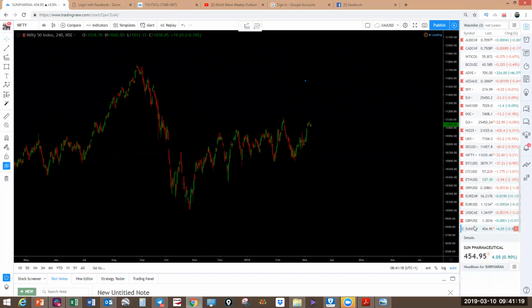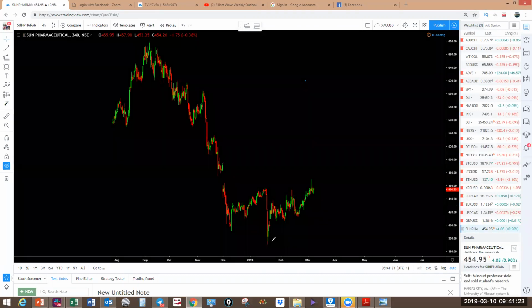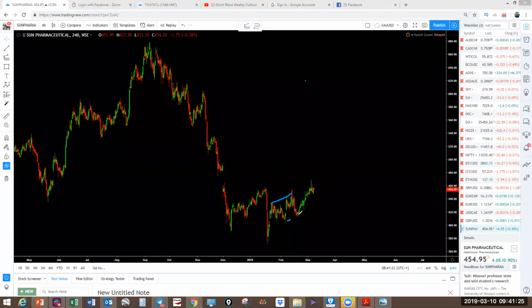One of my Indian traders who's interested in this pair. So we're still correcting with this move here. We've got a running flat here. You've got a 1, 2, 3-wave structure. It's time for a correction here.